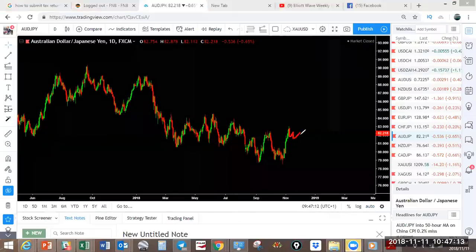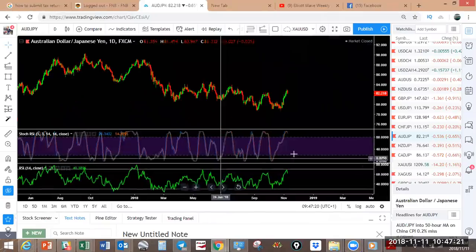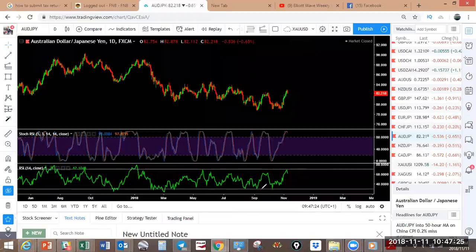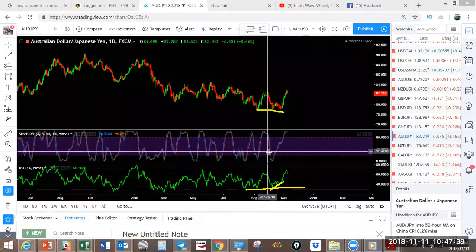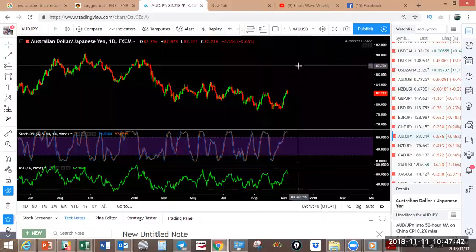You'll see here we've got a V pattern. We've got a V pattern here, and we pushed up higher because we had divergence there. You can see the divergence. The trend up started way before that upside move. It makes a lower low, makes a higher low. So even before this started, the indicator, the RSI, had already started.